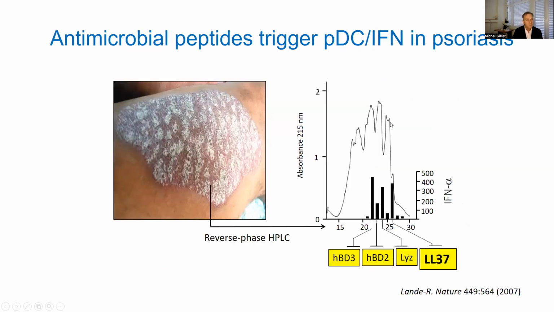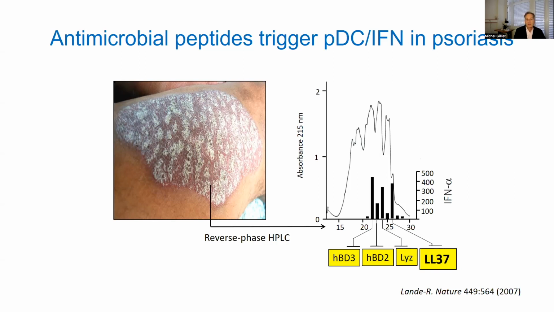And so the question, of course, was what activates this PDC in psoriatic skin? And we collaborated with Jens Schröder from Kiel. He gave us reverse phase HPLC fractions from psoriatic scales, and we used these fractions to stimulate PDCs.